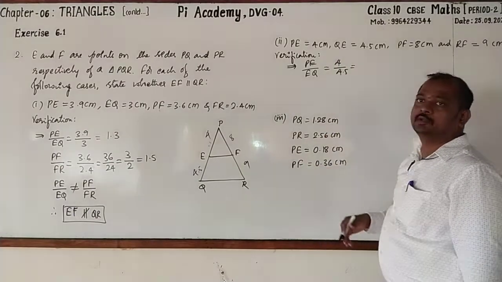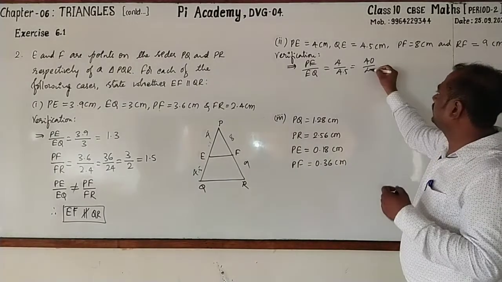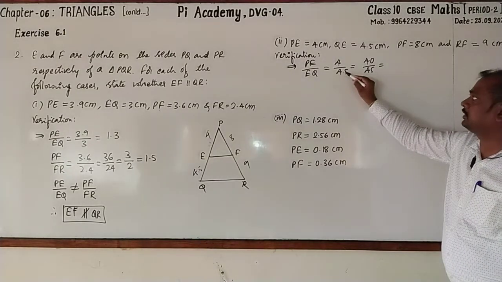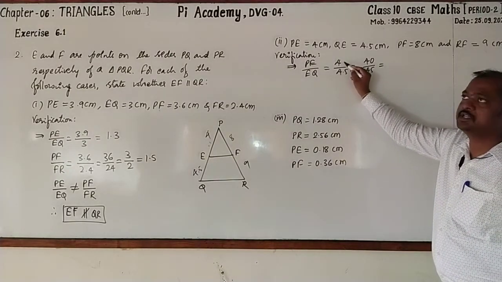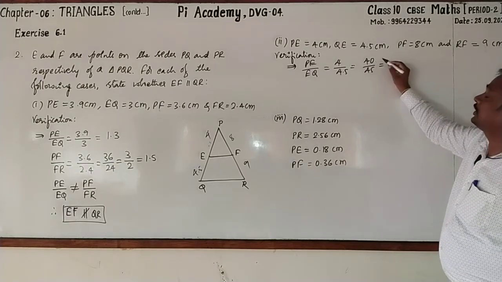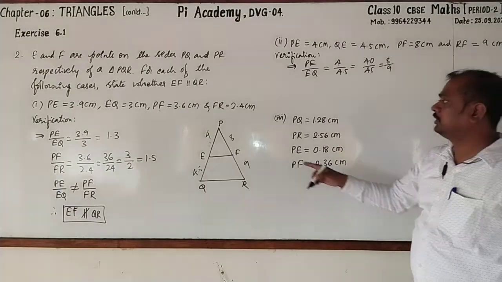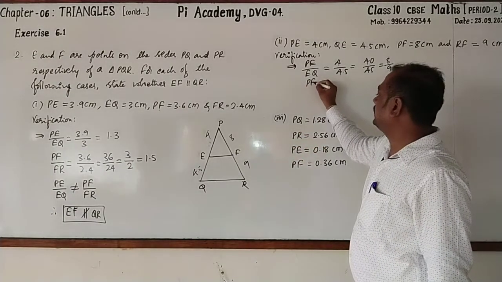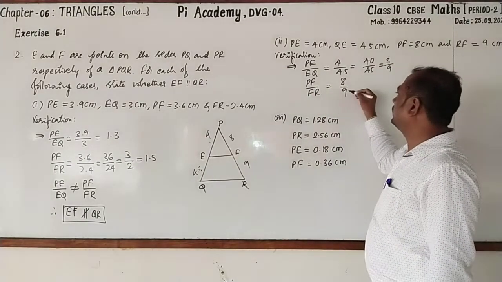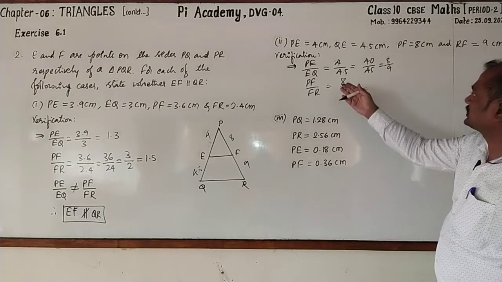This can be written as it is 40 by 45. Because after decimal, one digit in the denominator. To remove this, you take 10. It is 40 by 45. Cancel it. Both are divisible by 5. 5 eights are 40, 5 nines are 45. Then second ratio, PF by FR. This is 8 by 9. Compare. 8 by 9, 8 by 9. Both the ratios are equal.